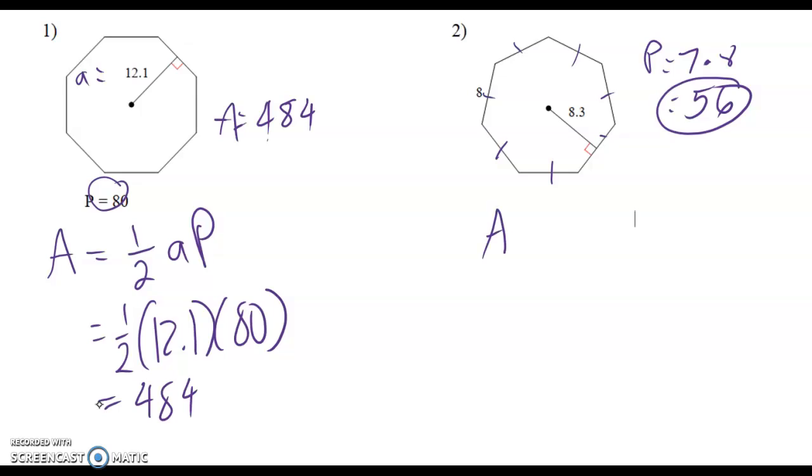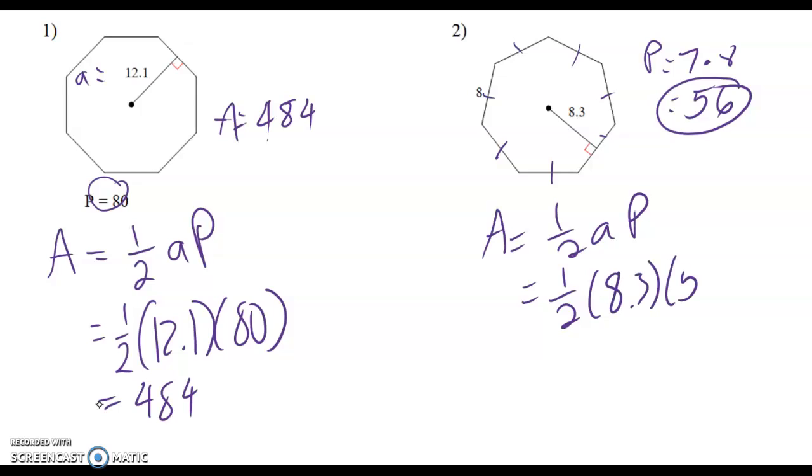But now once I know perimeter, A is equal to 1/2 AP. So I substitute in 1/2, apothem is 8.3, and perimeter is 56, which is equal to 232.4.